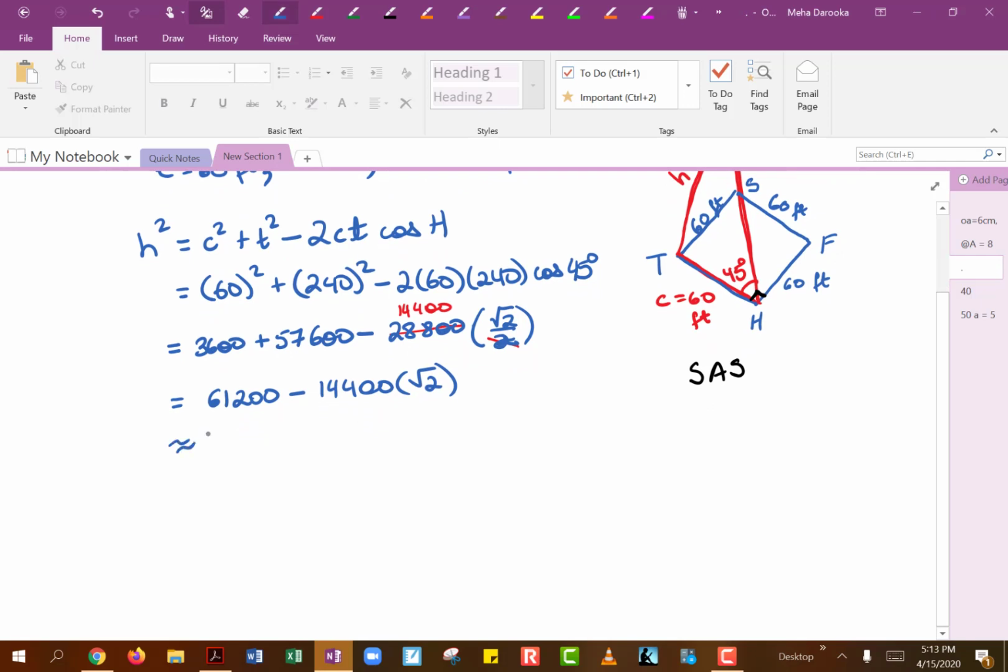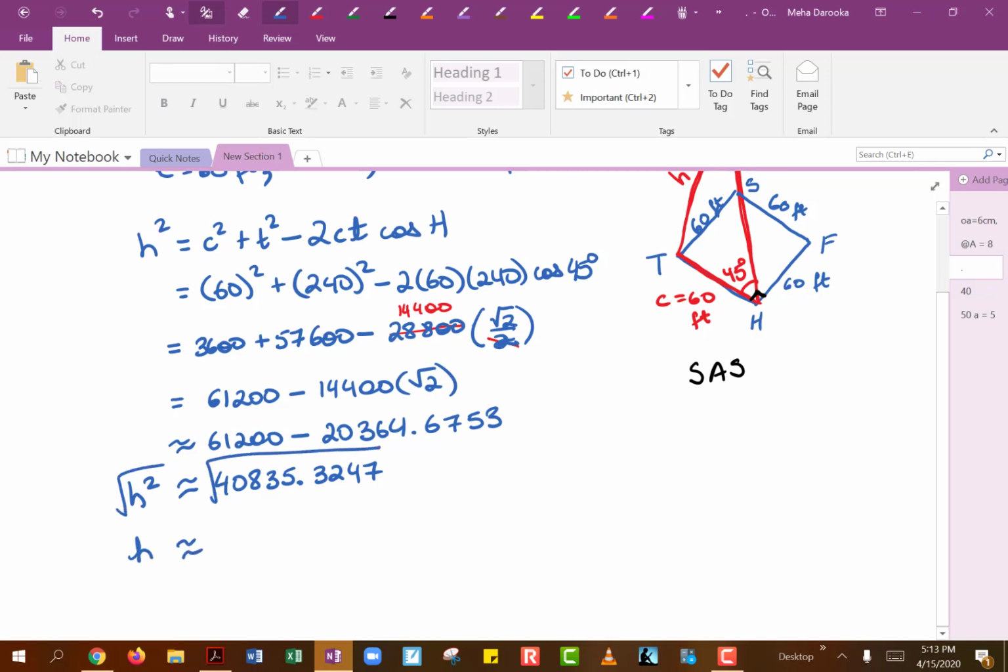And just cleaning this up, when you multiply these 14,400 with square root of 2, you are going to get 20,364.6753. Okay, and go ahead and subtract those two numbers and you get 40,835.3247. Okay, and again, to get H by itself, we will need to take a square root on both sides.